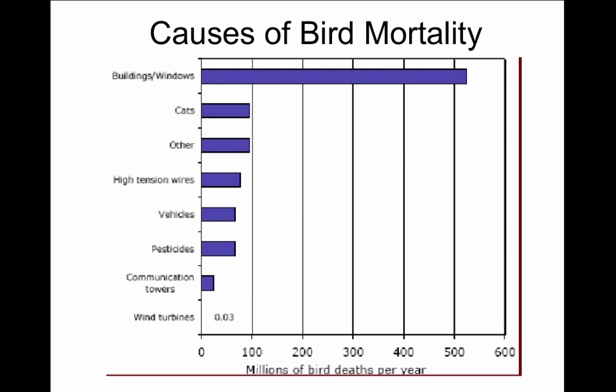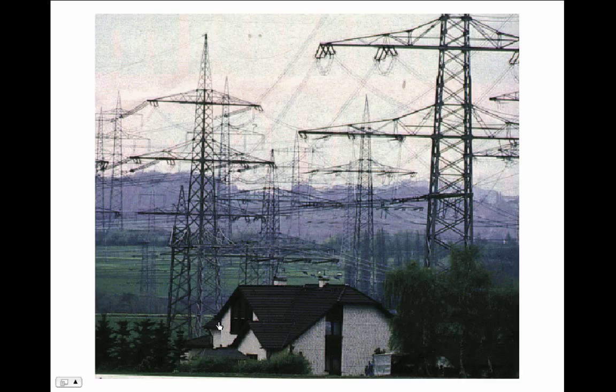We talk about bird mortality a little bit, and wind turbines do kill birds occasionally, and they have to be sited properly. But even poorly sited wind turbines kill very few birds compared to how many are killed by other things. Buildings and windows kill 500 million birds a year in this country. Cats kill 100 million birds, and wind turbines kill a few tens of thousands of birds.